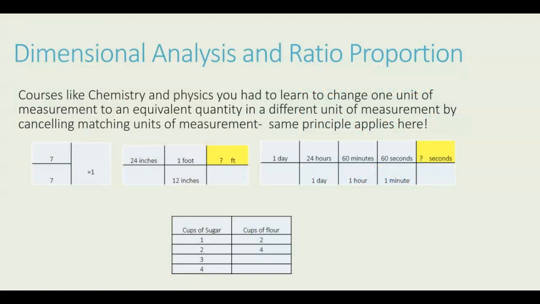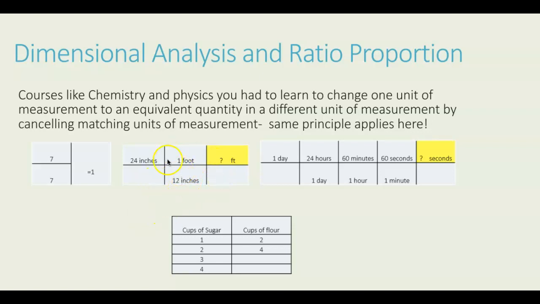Alright, so here we have some basic dimensional analysis and ratio proportion. And I know that most of you can probably do this in your head, but I'm going to go ahead and go over some of these with you, and they're already written out here on the screen for you. So, we want to know how many feet are in 24 inches, or how many feet does 24 inches make up.